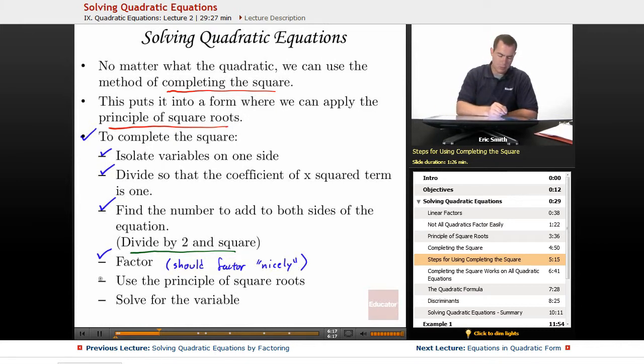After we've gotten to that point, now we can use the principle of square roots. We'll take the square root of both sides and make sure that one of them is positive and one of them is negative. Then we will solve directly for our variable. So this is quite a lengthy process using complete the square, but if you methodically go through all of the steps, it does get the job done.